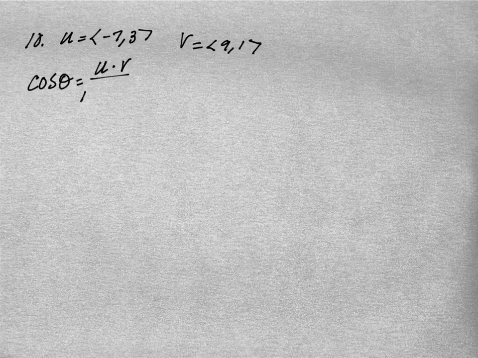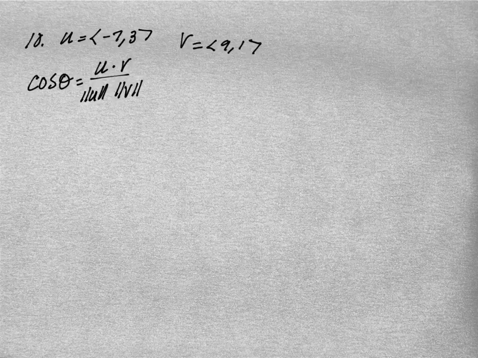All right, number 10 wants you to find the angles between the vectors. So we have a vector u in component form <-7, 3>, and v is equal to <9, 1>. Okay. So remember that cosine theta is equal to the dot product of the vectors over the magnitudes of the vectors. So u dot v over the magnitude of u times the magnitude of v.